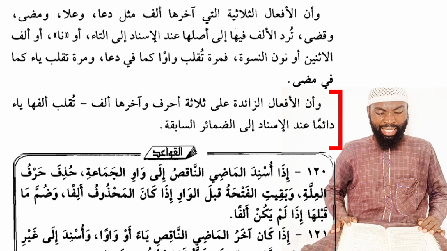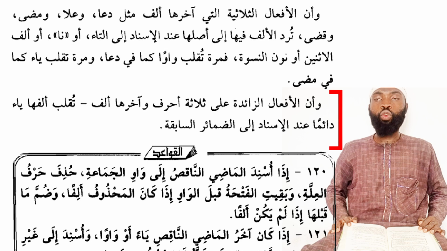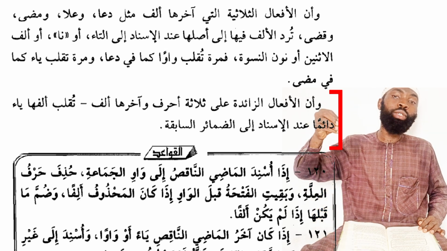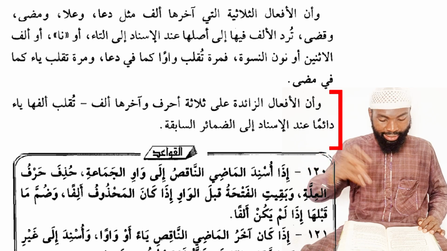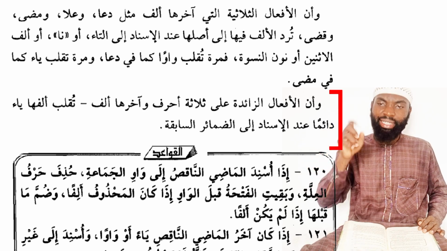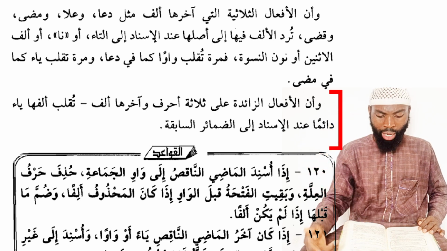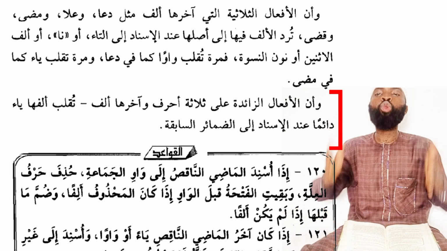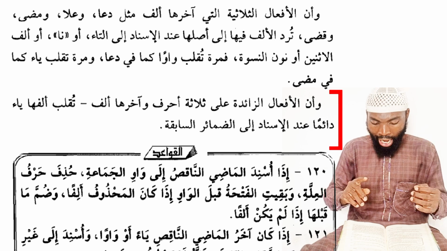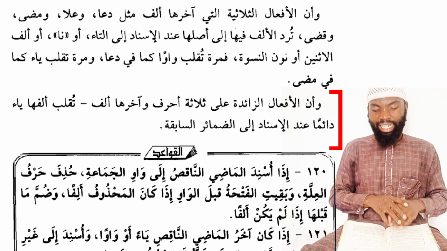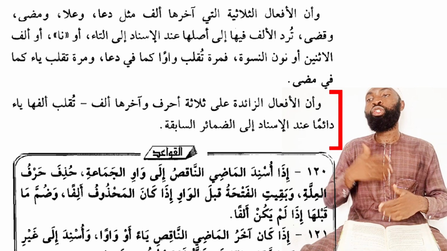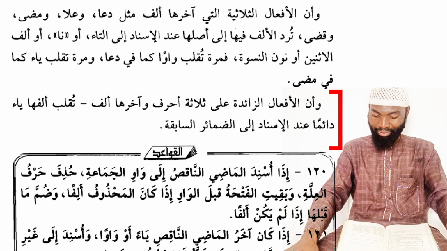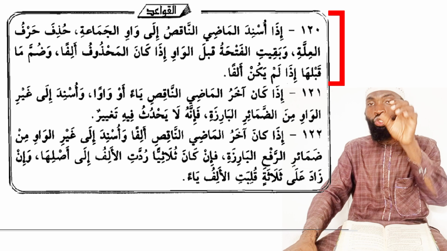وأن الأفعال الزائدة على ثلاثة أحرف. And also that any verb which has more letters than 3 letters, وآخرها ألف, and the last letter is alif, تقلب ألفها ياء دائما. That such a verb, the alif ending it is always going to be changed to ya. In that isnad ila ضمائر السابقة, when you want to attach them and attribute them to the pronouns, as we have seen. Now we have al-qawaid, the rules which will guide us.